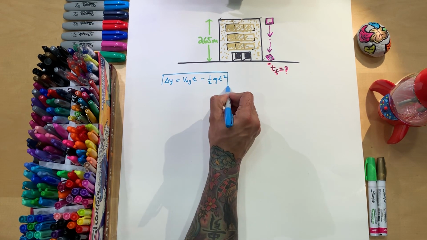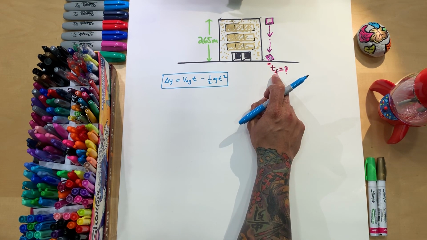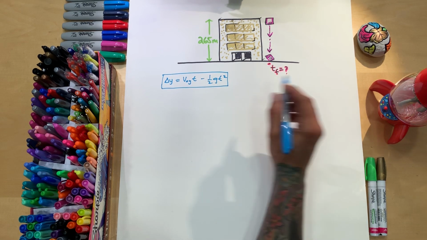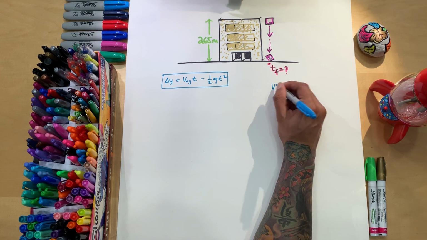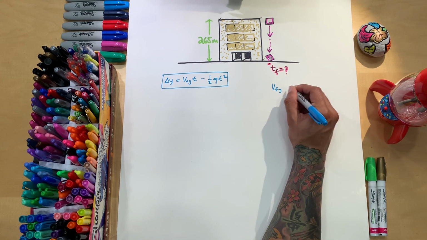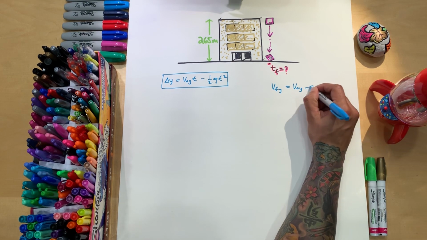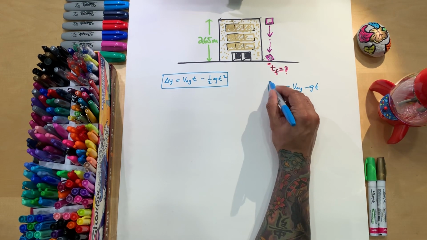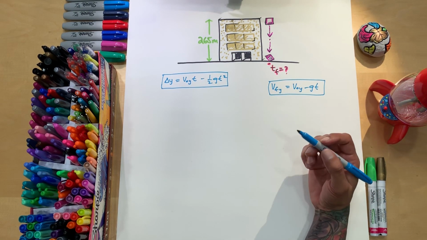Okay, so we have that. Let's see what else we can do. We need a time final. Maybe we can also write velocity final in the Y is equal to velocity initial in the Y minus gt. Why write it? I don't know, but maybe it could be helpful right now.